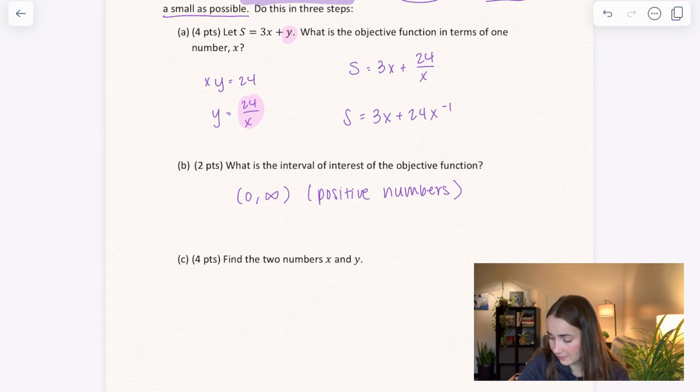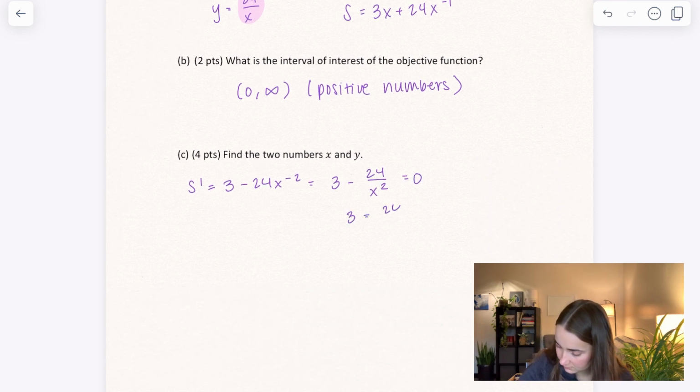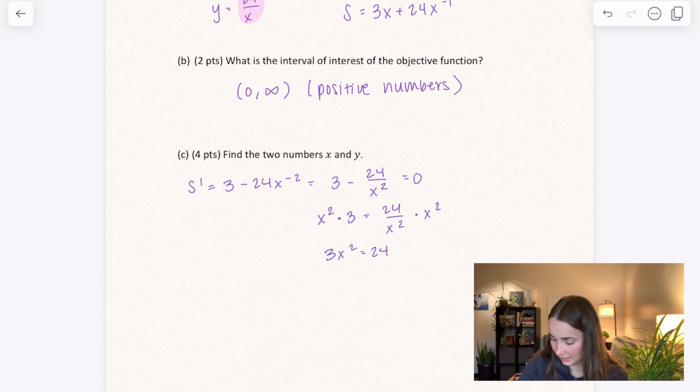of our objective function. So I'm going to go ahead and find the first derivative, and here we get 3 minus 24x to the power -2, or you can rewrite this as 3 minus 24 over x squared. So like I said, we're just doing the first derivative test. I'm going to go ahead and set this equal to 0 and solve for x. Whenever you're feeling like, oh, I don't know how to solve for x, just move it out of the denominator. I'm just going to multiply it over. So that's how I would get it out of the denominator.